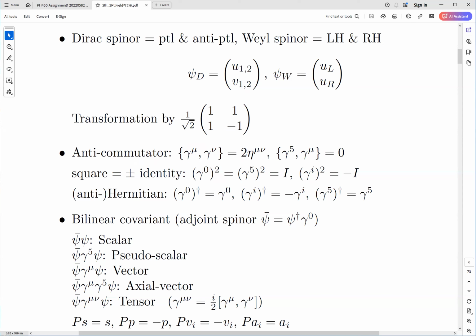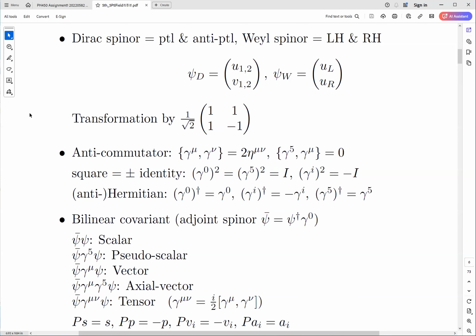And then there are also quantities for the squares of the gamma matrices. The squares of gamma 0 and gamma 5 give the identity matrix, and the squares of the gamma matrices with spatial indices give a minus identity matrix. And gamma 0 and gamma 5 are Hermitian, and the gamma matrices with spatial indices are anti-Hermitian.